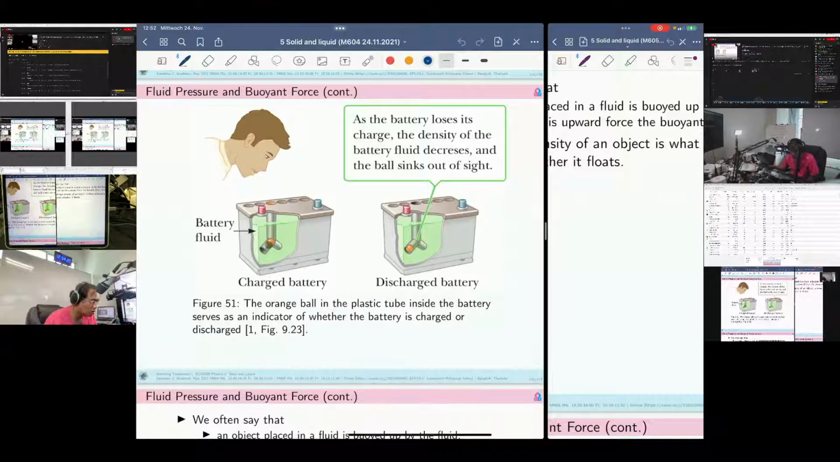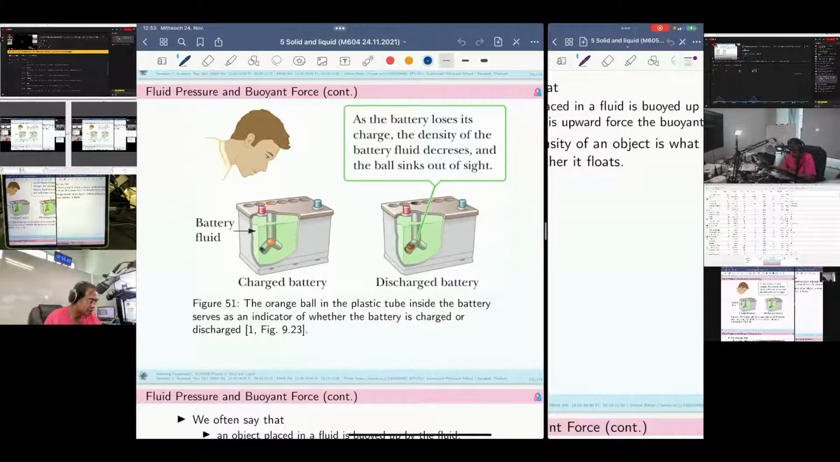And once the battery is used for a long time, the condition is not good. The acid density may change with time, right? And when the density is not in the appropriate level, it's not so dense as before, this ball is gonna go down, okay, and stay like this, right?